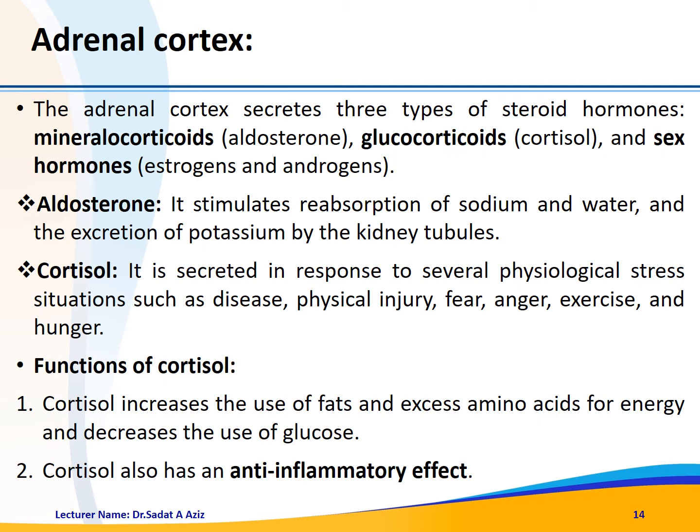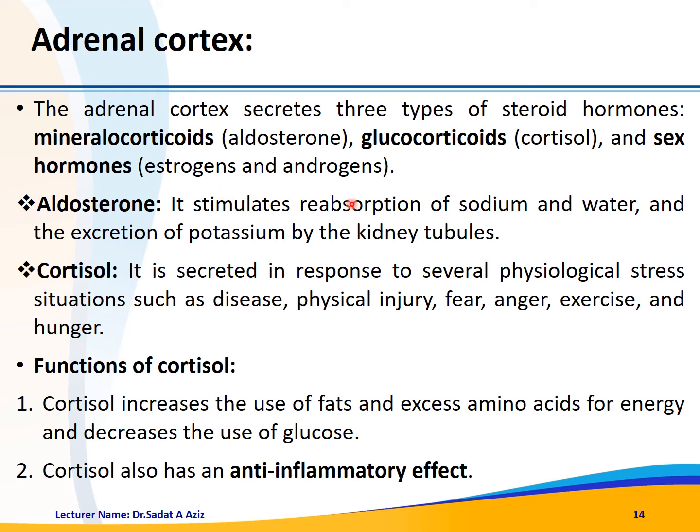So what I just explained was about the hormones of adrenal medulla. So the adrenal cortex secretes three types of steroid hormones, including mineralocorticoids such as aldosterone, glucocorticoids or glucocorticosteroids such as cortisol, and sex hormone, including estrogen and androgen.